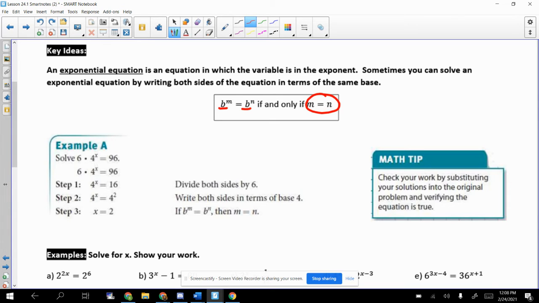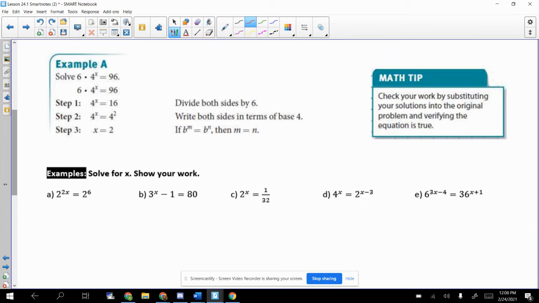Okay, so here is your first example, example A, and it's asking you to solve 6 times 4 to the x, which equals 96. So the first thing you have to do is isolate the exponential. In this case, the exponential is 4 to the x. So what they had to do first was divide by that 6 on both sides. So when they did that, this canceled, so it was left with 4 to the x on the left side. And then on the right side, 96 divided by 6 is 16. So now you've isolated the exponential.